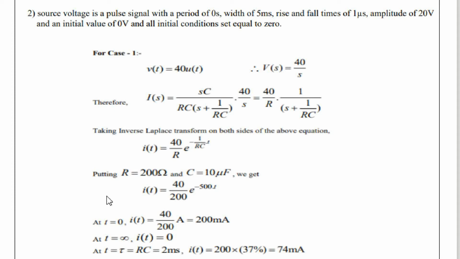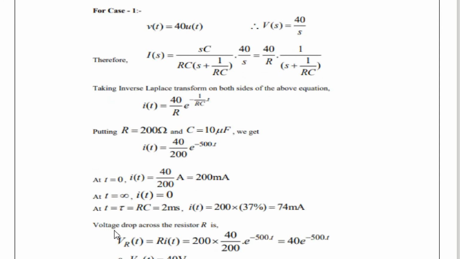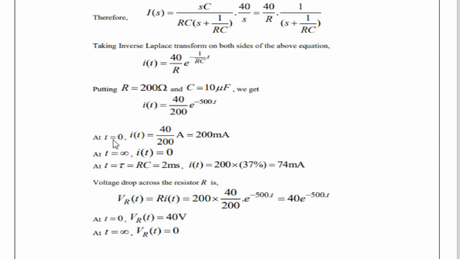Here we are considering R value as 200 ohms and C equal to 10 microfarads. Just substitute these two values in the above equation. We will get I(t) equal to 40 by 200 into e power minus 500t. So let us take three conditions, that is the I(t) value at t equal to 0. If I substitute t equal to 0, this becomes e power 0. So 40 by 200 becomes 200 milliamperes.